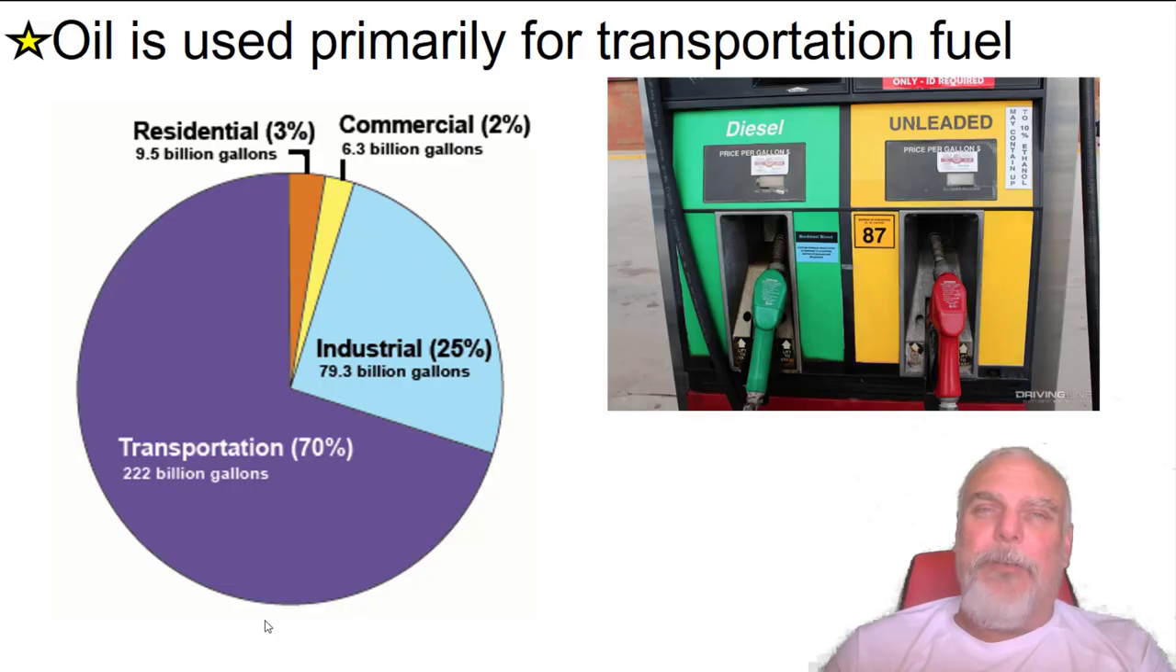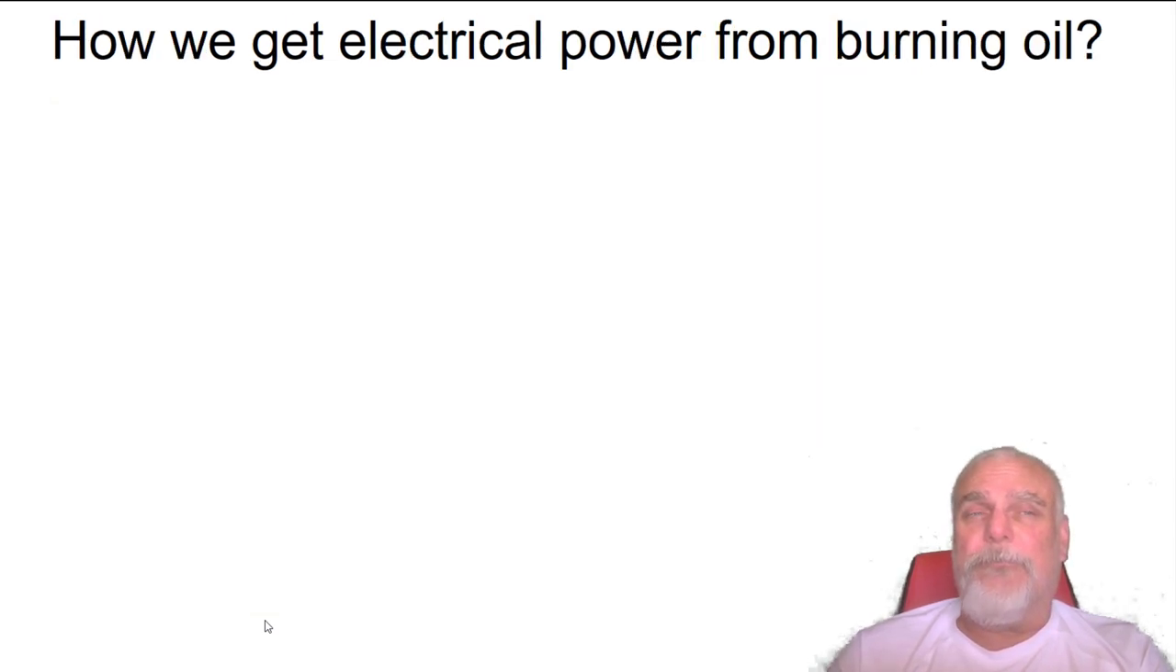Oil is used in many, many different ways. You can see from this chart on the left, one of the ways that might surprise you is oil is used to make plastics. But oil is primarily used for transportation fuel, gasoline, diesel. And it can also be used to produce electricity. With oil, how can we get electrical power from oil?